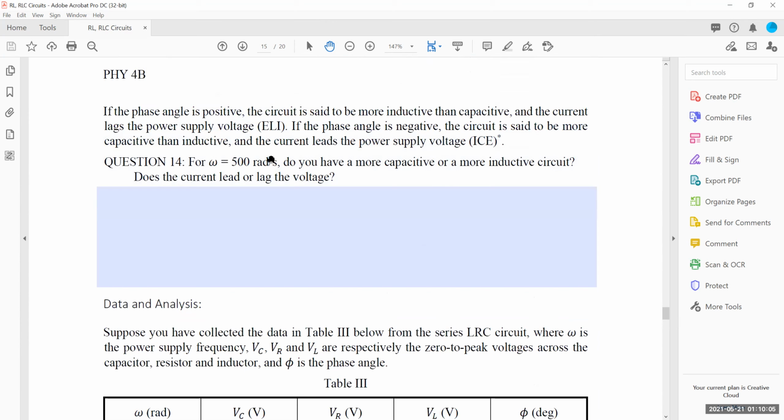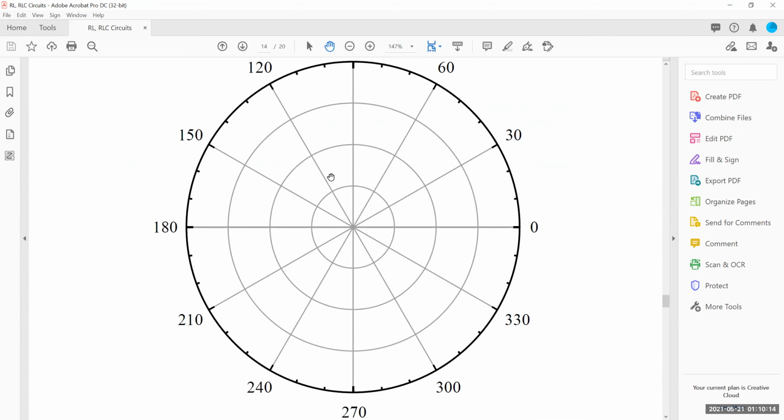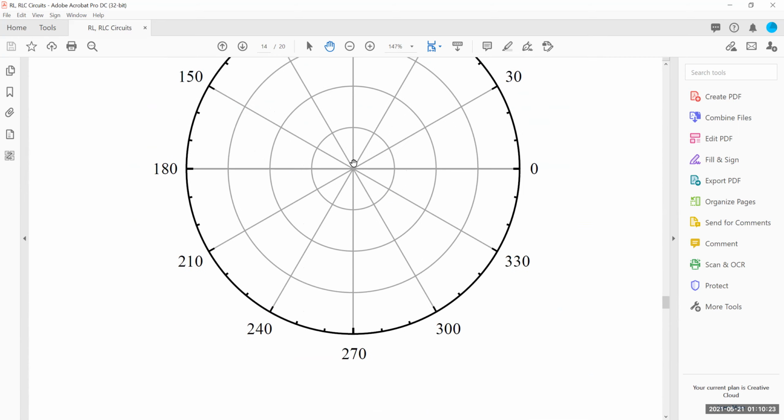So basically, you have done that. Now, for omega equal to 5, is the circuit more capacitive or inductive? Depending on XL and XC, which one is bigger? If XL is bigger than XC, it's inductive. If XC is bigger than XL, in this case, it's capacitive. That's all, okay?